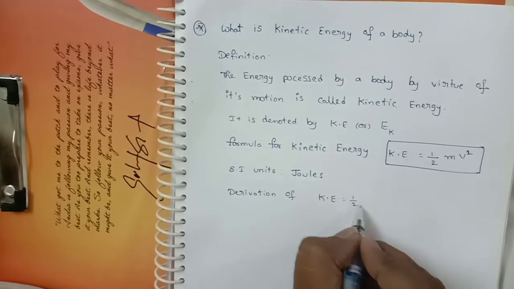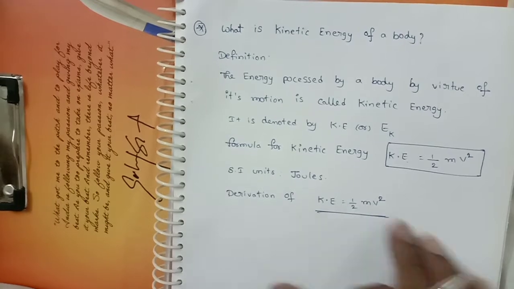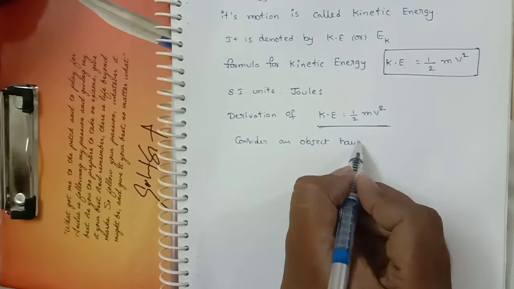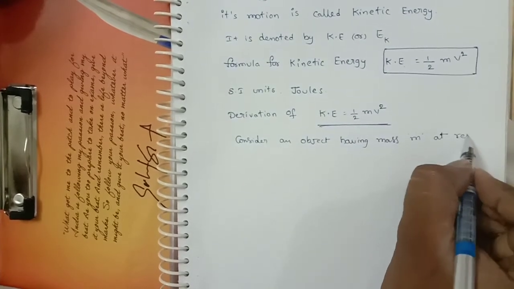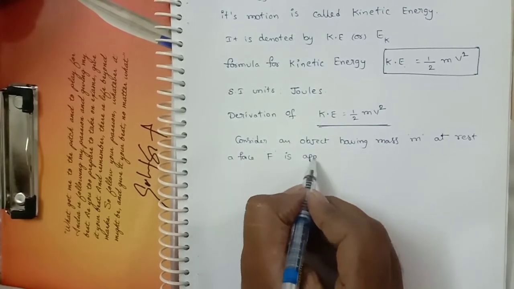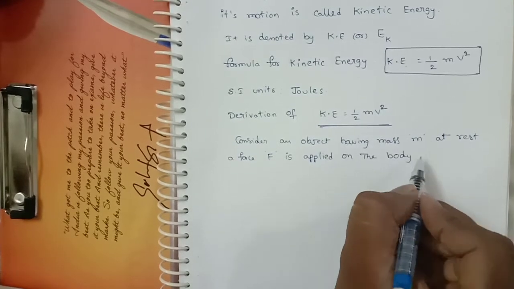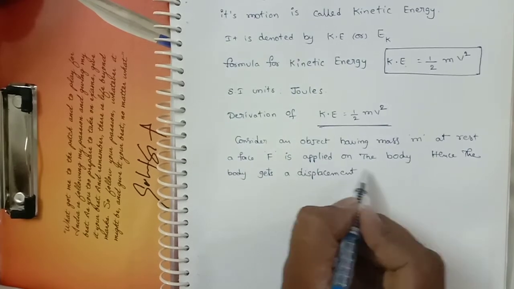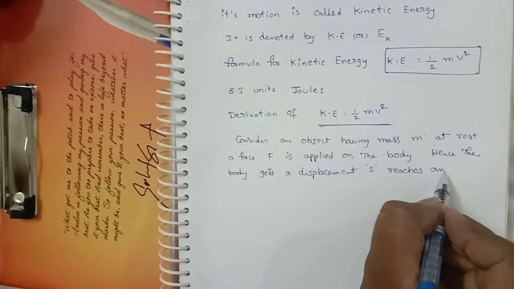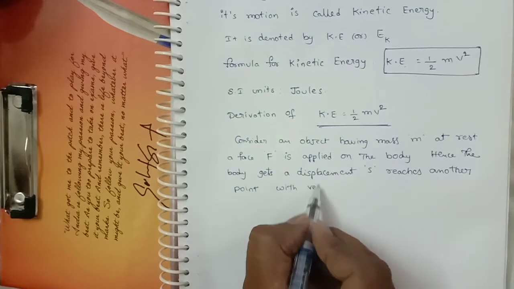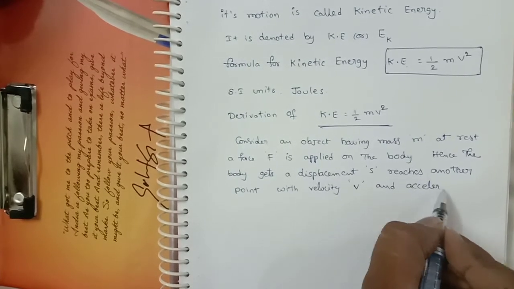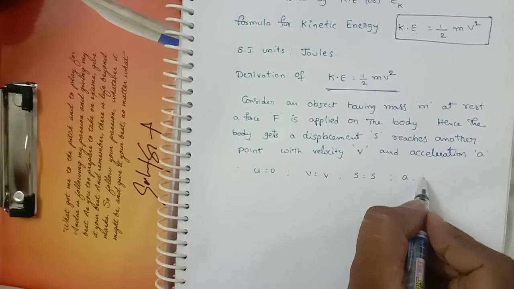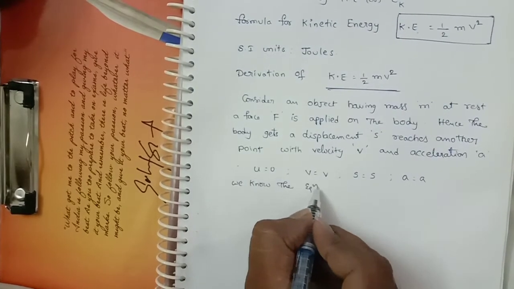Students, now I am deriving the formula for kinetic energy, that is Ke is equal to half mv square. For this, I am considering an object that has a mass m and is initially at rest. You know that a body at rest has initial velocity 0, and by the sudden application of a force, the body gets a displacement s and reaches another point with velocity v. During this time, the acceleration is a. Now I am writing all the values for this situation: u equals 0, v is equal to v, s is equal to s, and acceleration is equal to a.